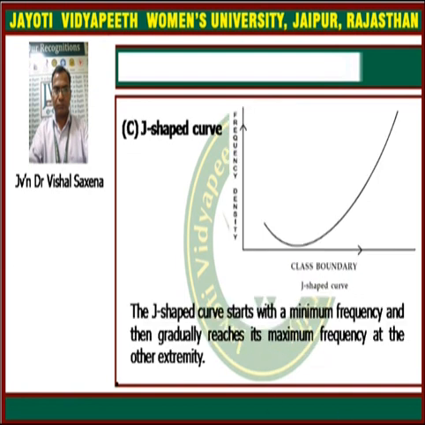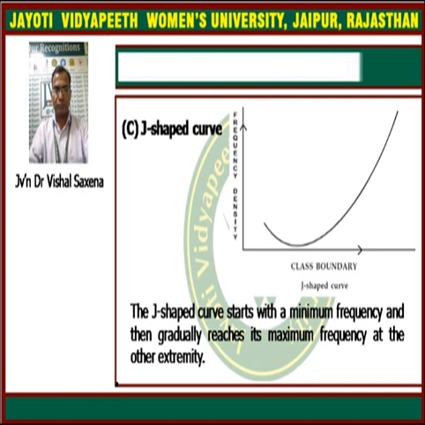Next we are going to take the J-shaped curve. A J-shaped curve is again a type of frequency curve, and it starts with a minimum frequency and then gradually reaches its maximum frequency at the other extremity. So it starts with the minimum frequency, increases gradually, and at the next extremity it finds the maximum value of the frequency. That is called the J-shaped curve, and it is the third type of the frequency curve.